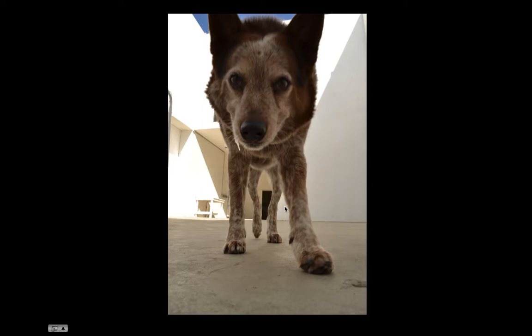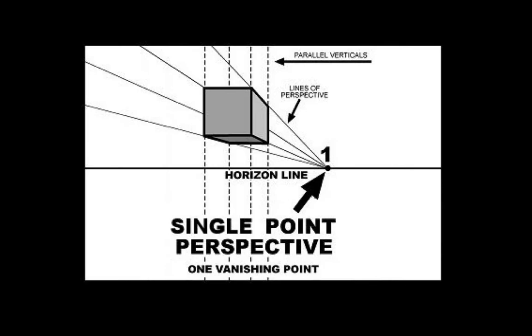All right, this is the lecture on 1-point perspective and 2-point perspective. You guys already drew cubes, but let's talk about what the lines are called. Here's the cube in 1-point perspective. Here is the horizon line. In this diagram it says lines of perspective, but these are actually called orthogonals. The lines that go all the way to the point are orthogonals.